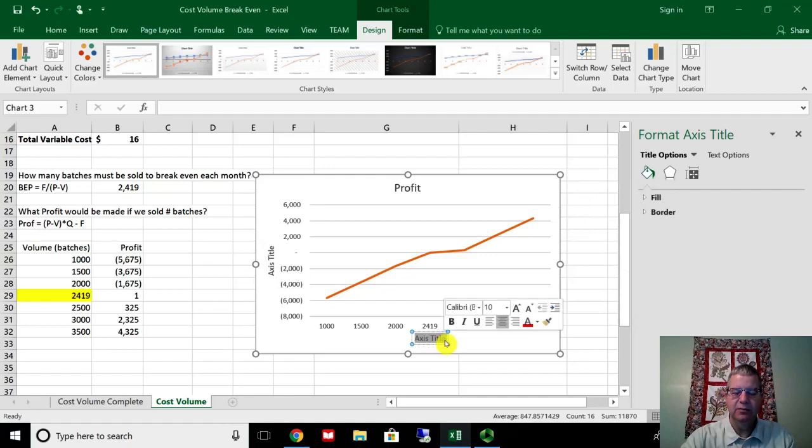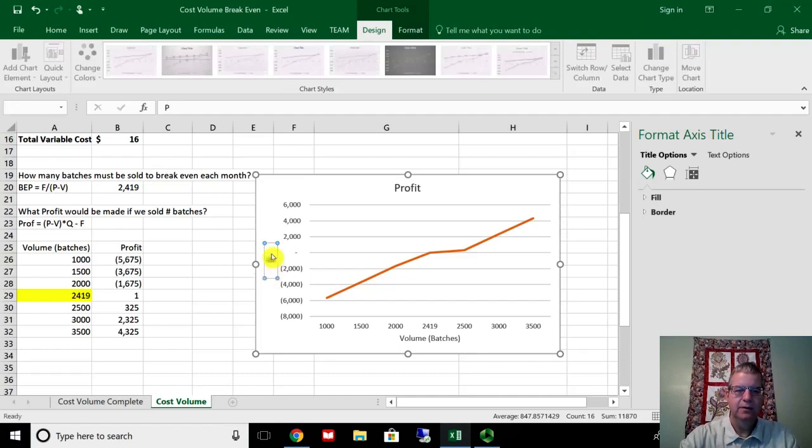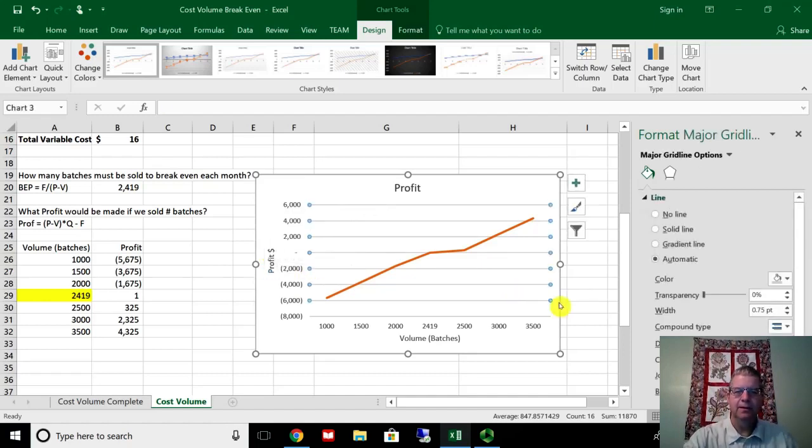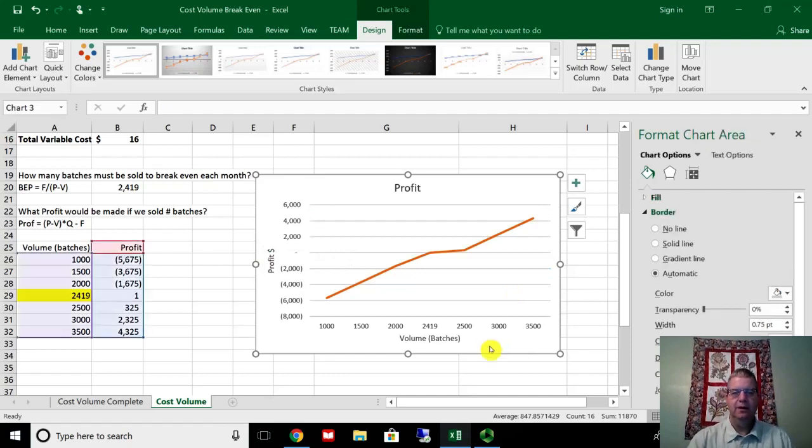These numbers down here along the bottom, that's our volume in terms of batches. And this horizontal axis is our profit in terms of dollars. And there we go. Graph looks pretty nice. So that tells us our profit at any given volume.